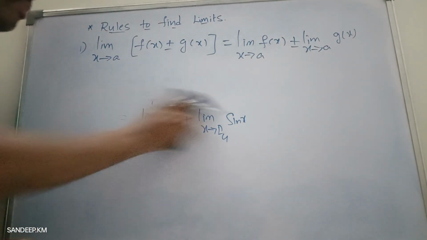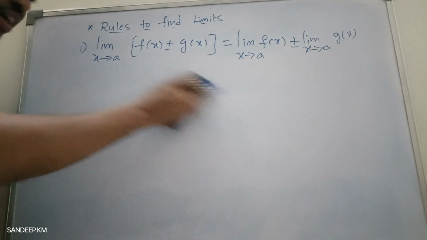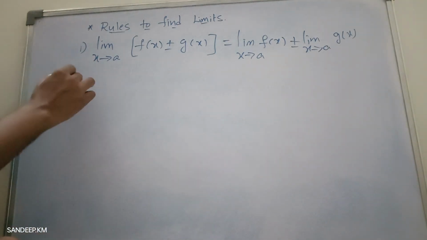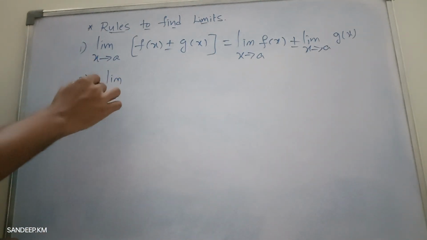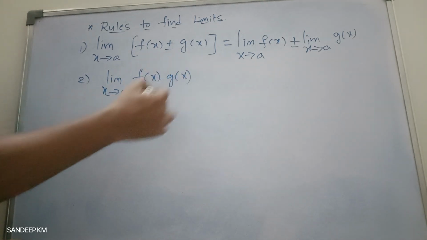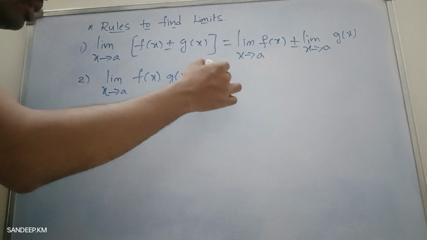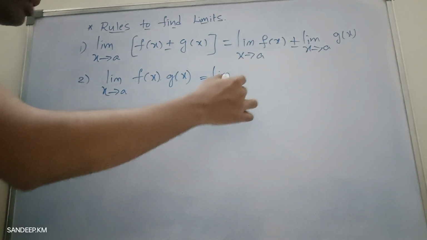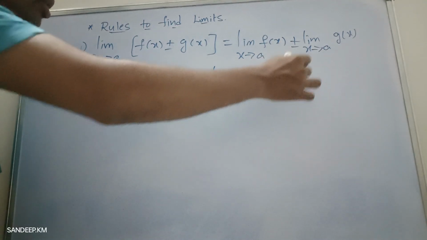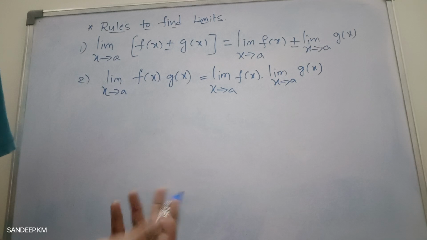And similarly, if you think whether it applies for the product of f of x and g of x also, then you are true. So what is the second formula? The second rule, limit x approaches a f of x into g of x. Two functions are under multiplication. Can I separate the limits for each function? Means yes, of course. It is equal to limit x approaches a f of x into limit x approaches a g of x. So we can separate the limits for two functions which are under multiplication.